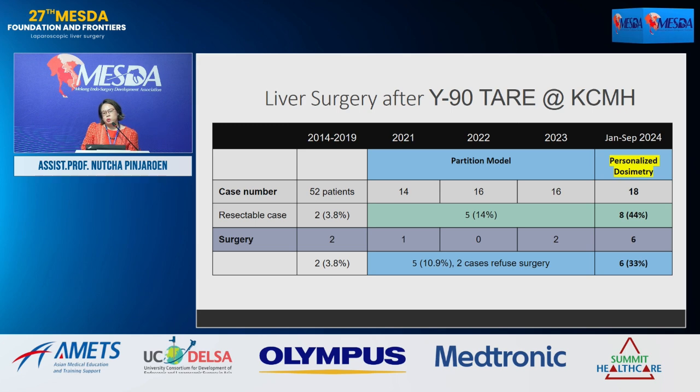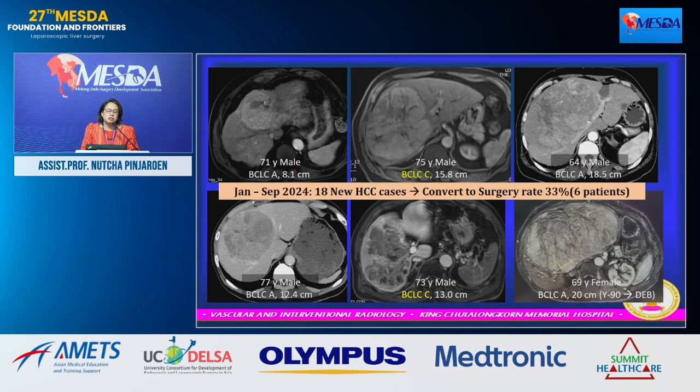And nowadays, we have personalized dosimetry. So our data from January to September 2024, last year, shows we can downsize patients to resection as high as 33%. Actually, downsizing to resectable cases was around 44%, but the patient agreed to resection in only 6 cases, around 33%. And this is the 6th case that we could resect after Y-90 last year. You can see that we can resect even an elderly patient or a large size tumor.